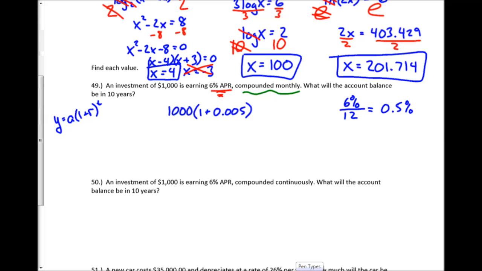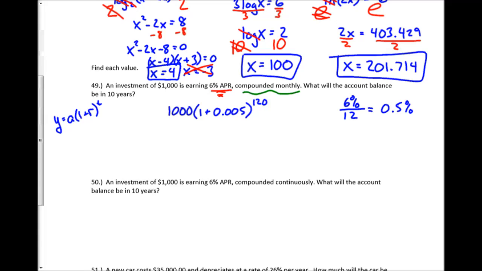Okay? So my time needs to be in months. That 10 years is not going to quite hack it. I've got to change that to months. That's 120 months. All right? So again, I've got to make sure those units match. Now everything is in terms of months. My rate is in terms of months. My time is in terms of months. And now I can go ahead and plug this into my calculator.